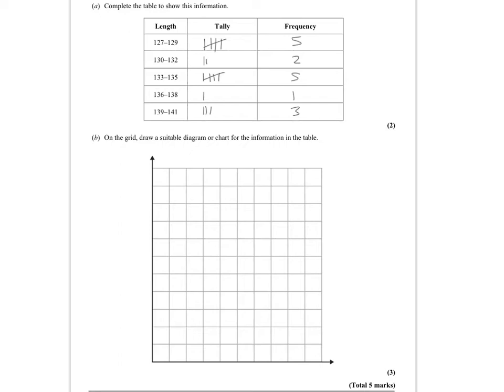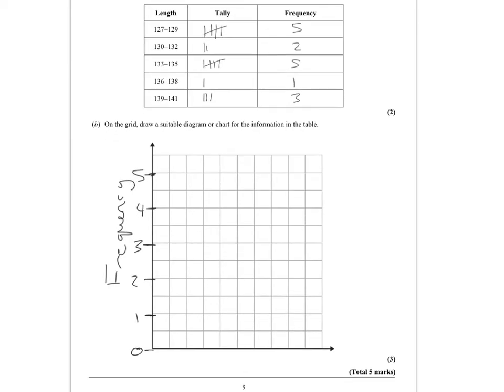So on the y-axis, I'm going to label that as the frequency. And I'm going to scale it. Our maximum frequency is 5, so I'm going to use 2 blocks for every one frequency. So 1, 2, 3, 4, and 5. And then on the bottom, I'm going to label that as the length, because that's what we are looking at. That's the title of our groups on the bottom, so length.